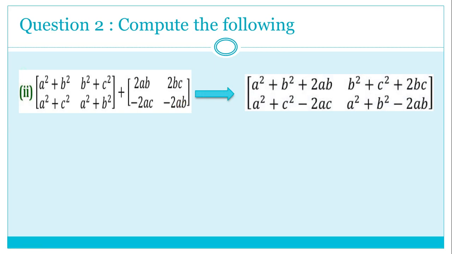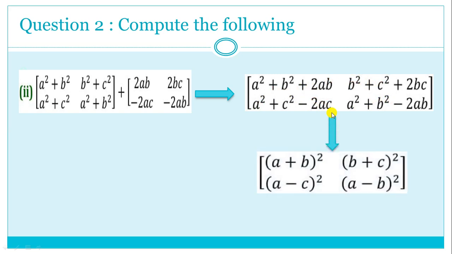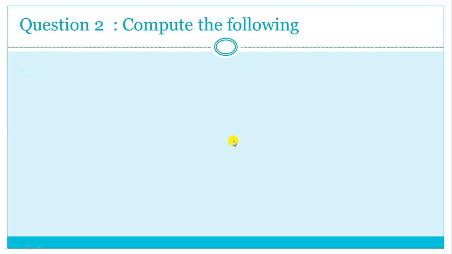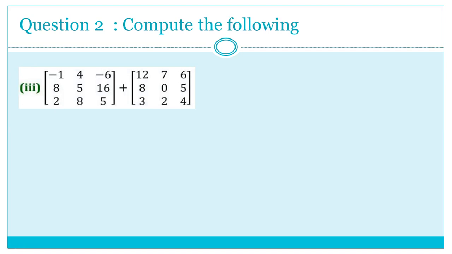After adding corresponding elements, this is the required matrix that we will receive, and you can clearly see the formulas of (A plus B) whole square, (B plus C) whole square, (A minus B) whole square and (A minus C) whole square. Okay, and after that we will simply write the identities, and that's it. The question is completed. Simple. Let's move on to the next question.